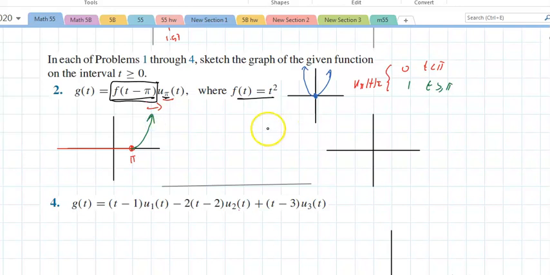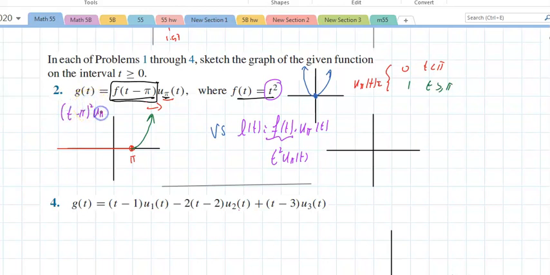Versus, when I added, again, I want to make sure you really see this solid. Versus, let's call L of t to be f of t times u pi of t. What's the difference between those? Well, the difference here is that this function is actually t squared. So it looks like this, really. And here, it looks like t minus pi squared u pi of t.